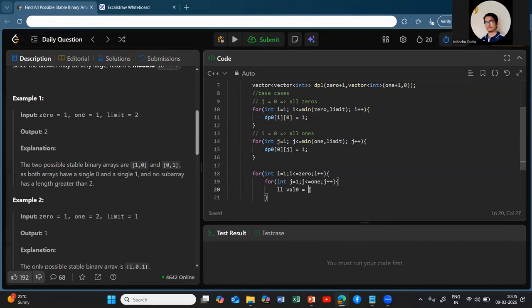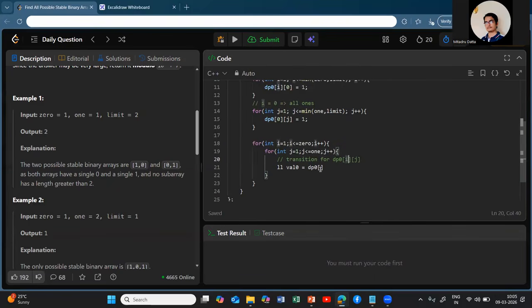We are writing the dp transition, right? From where do we get dp0 i j? The transition for dp0 i j. From where do we get i zeros and j ones? We can get it from appending a 0 to i minus 1 zeros, that is dp0 i minus 1 j, and also appending to dp1 i minus 1 j again. I hope it is very clear and there should be no doubt.